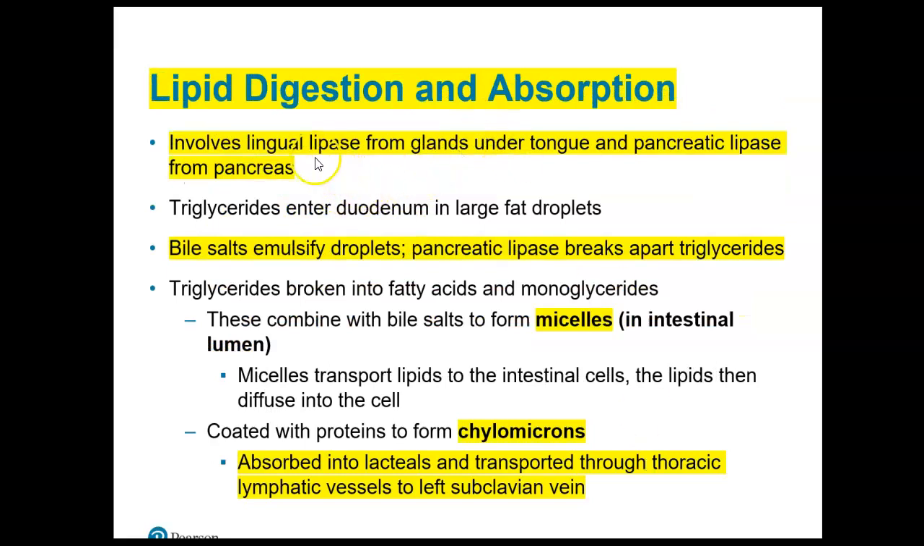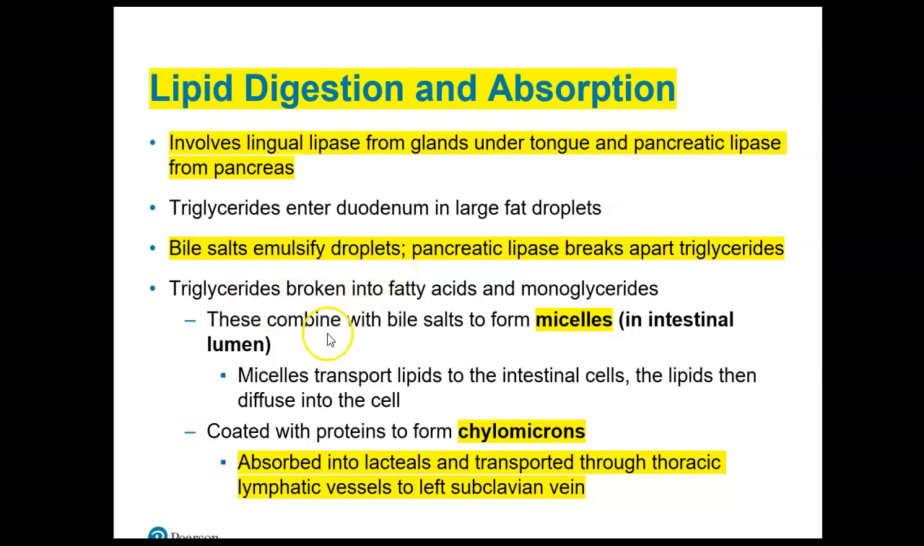Lipid digestion involves the enzyme lingual lipase from the mouth, from the salivary glands, and pancreatic lipase from the pancreas. Another component of lipid digestion is that bile salts will emulsify fat droplets.